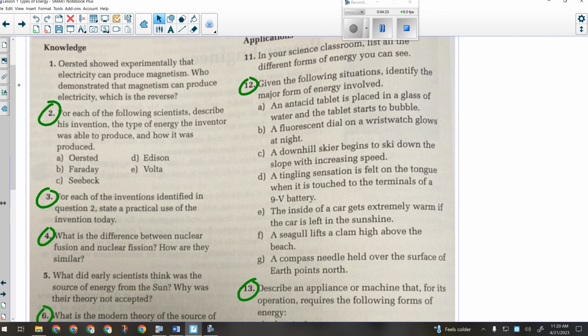Okay, a tingling sensation is felt on the tongue when it is touched to the terminals of a 9-volt battery. Okay, that would be electrical energy.